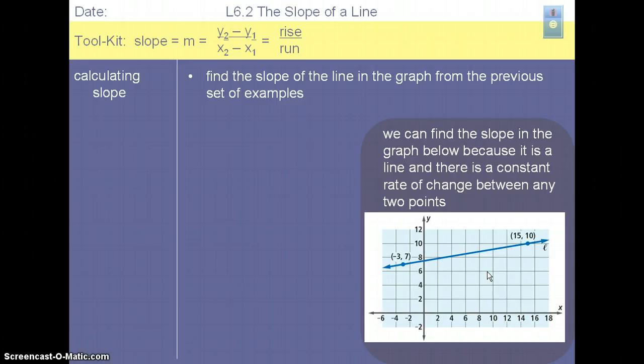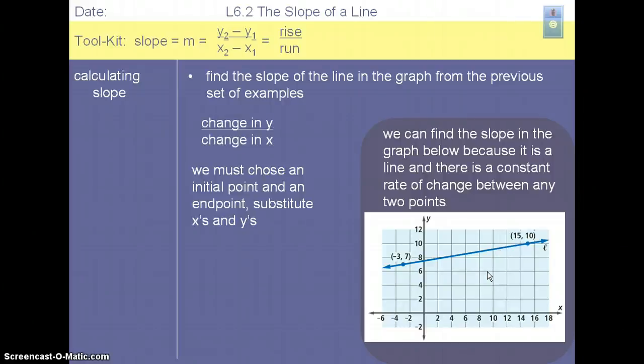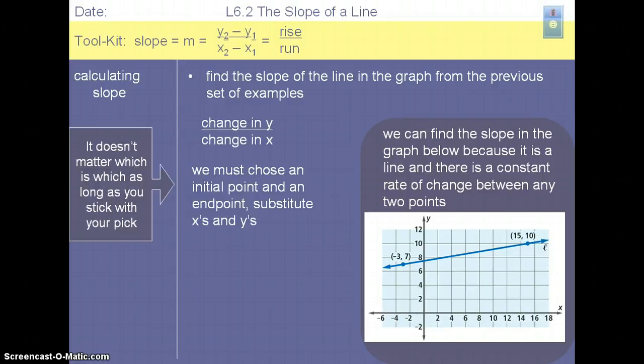We find the slope of the line in the graph. Right now we're going to find the slope of the line from the graph of the line in the previous set of examples. So we're going to go ahead and take a look and see what this looks like. Taking a look here, the change in y over the change in x. So in order to use our formula here, y2 minus y1 over x2 minus x1, we are going to have to pick an initial point and the end point.